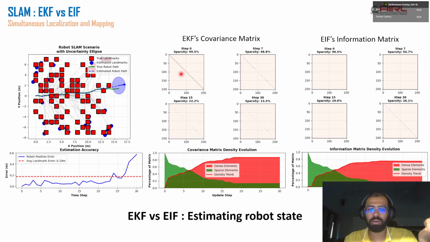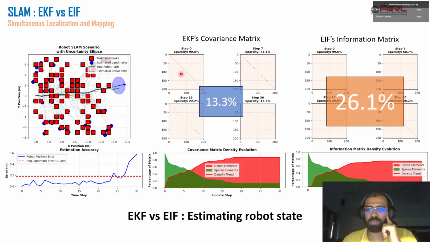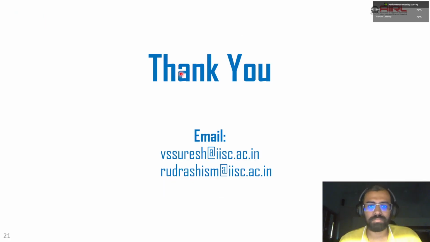On the bottom, you have the evolution graph. The interesting thing is the sparsity of the EKF's covariance matrix is around only 13%, whereas for EIF, the extended information filter, its information matrix sparsity is 26.1%. And that's actually good. We will use that. I'll show you how in EIF we'll use this fact to help get better estimation out of our overall system. So till then, I'll see you.